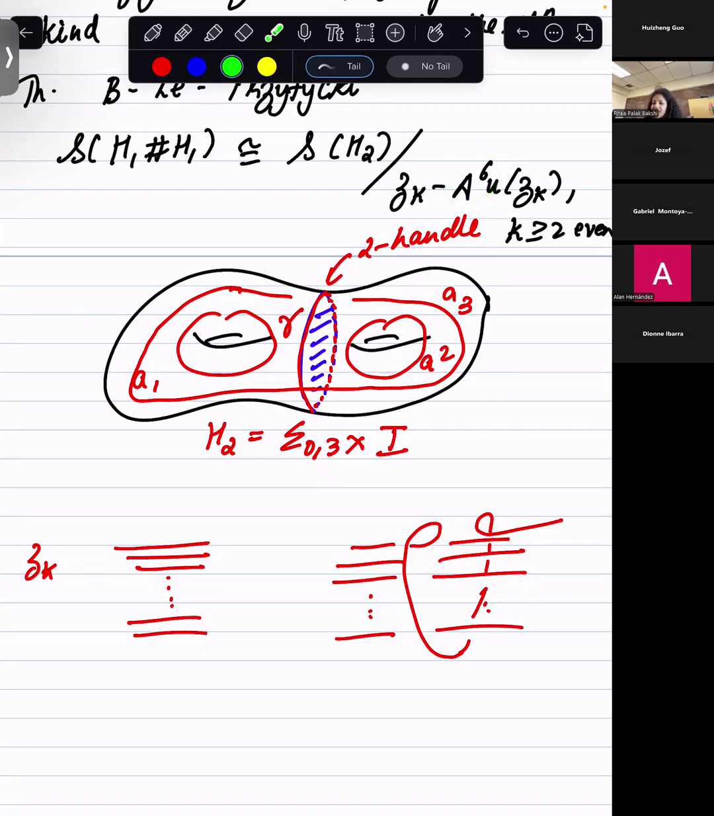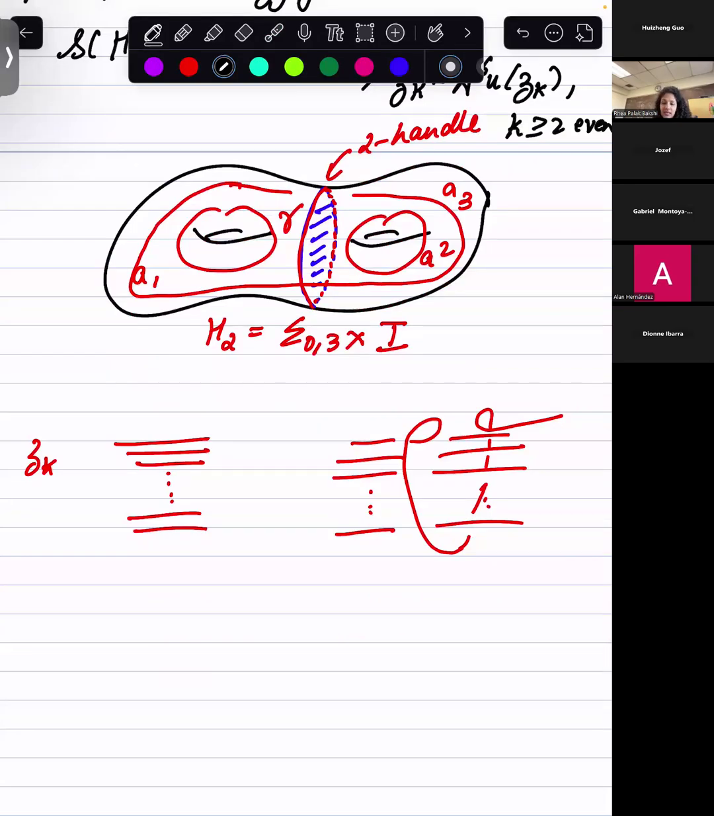Okay, so we know that handle sliding relations generate the submodule, which is the kernel of the epimorphism. We know that H2 is embedded in H1 connect H1. And so you have a homomorphism, which is now an epimorphism. The kernel is given by handle sliding relations, and handle sliding relations are exactly of this form. Okay.